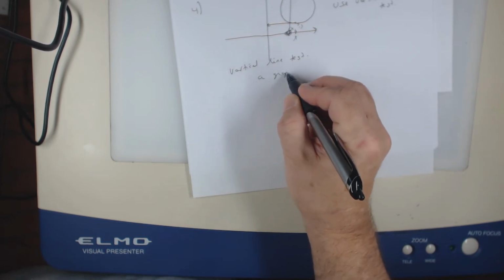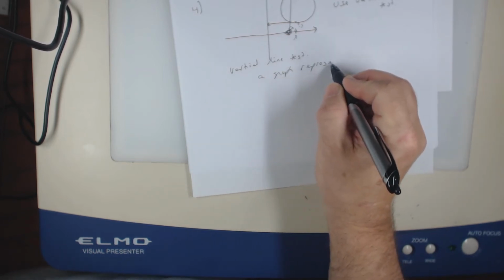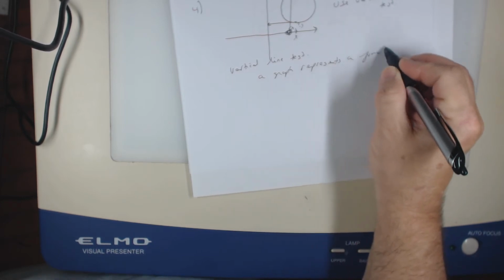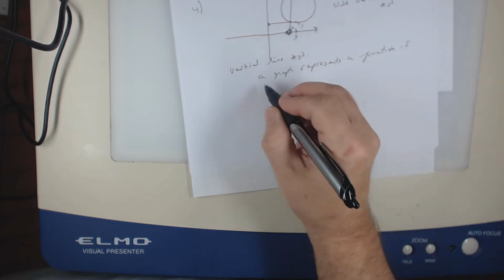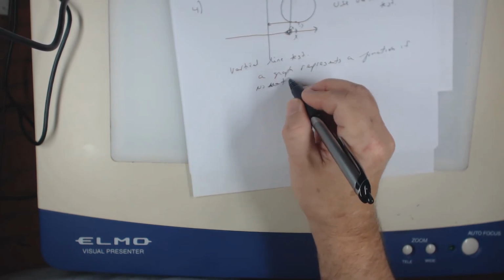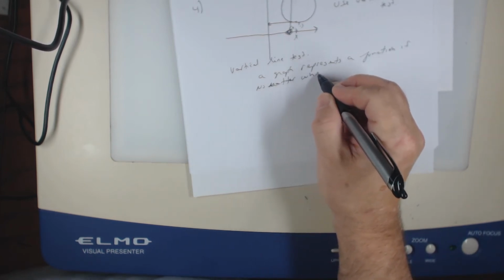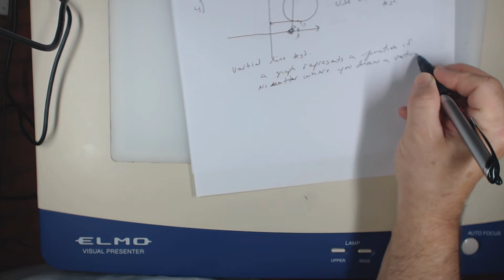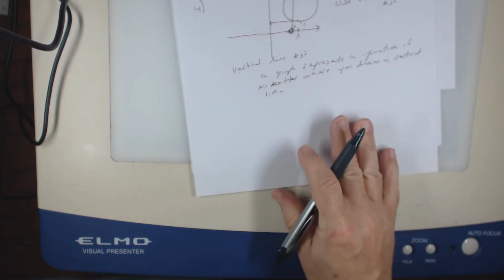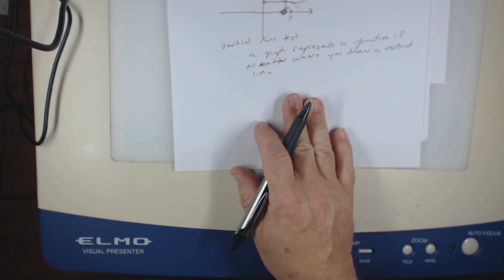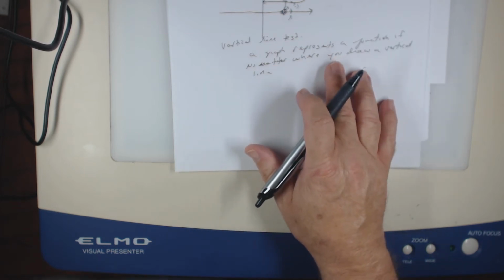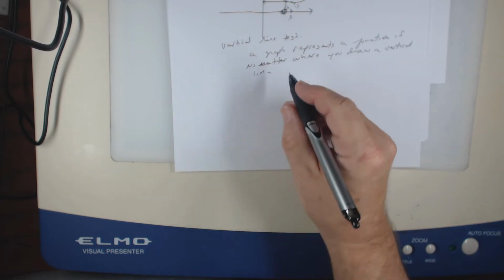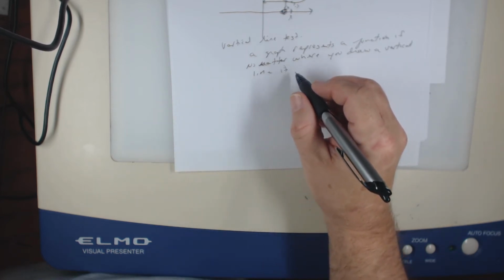So a graph represents a function if, no matter where you draw a vertical line, it has to intersect the graph how many times? For it to be a function. Once. A graph represents a function if, no matter where you draw a vertical line, it intersects the graph once every time.